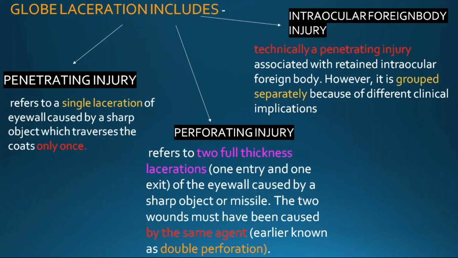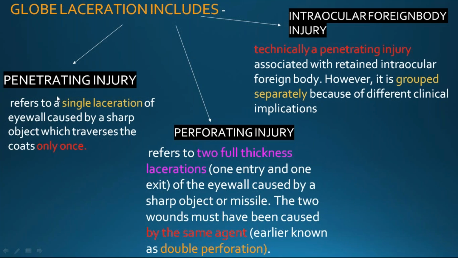Globe lacerations include penetrating injuries and perforating injuries. A penetrating injury refers to a single laceration of the eye wall caused by a sharp object, which travels only once. Whereas a perforating injury refers to full thickness lacerations with one entry and one exit of the eye wall caused by a sharp object or missile. There will be both entry and exit wounds.